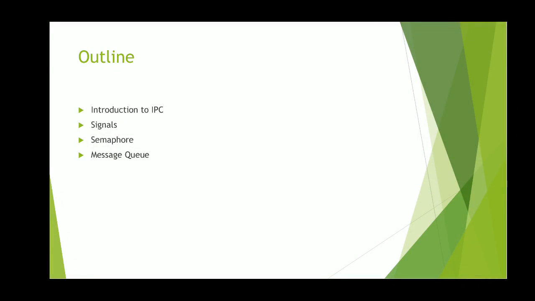These are the outline of this session. Initially, I'll give an introduction to inter-process communication. This is a method by which we achieve communication between various processes in a computer system. There are many methods for inter-process communication, such as signals, message queue, sockets, shared memory, etc. Today, we will cover signals, semaphore and message queue under the inter-process communication topic.